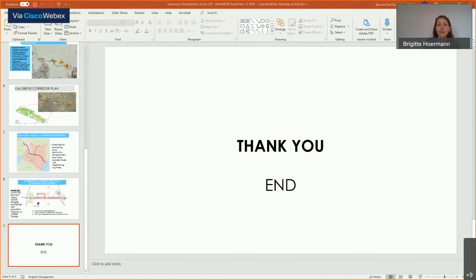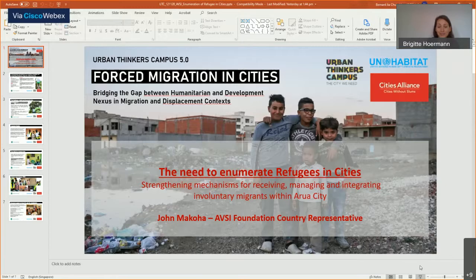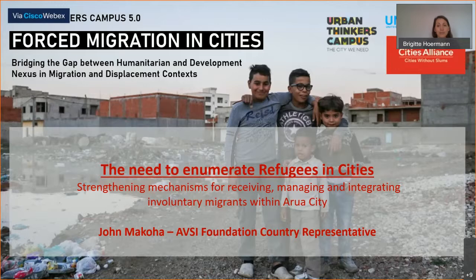So I would like to introduce now our last speaker. It's my pleasure to introduce Mr. John Makoa. He's the country representative of AFSI in Uganda. AFSI has a very large representation in Uganda and an experience that goes back decades. We are very pleased to have this member of the Cities Alliance, also our implementing partner for the project in Arua, Uganda. This was the city which you have seen in the video at the beginning of our event. And John will speak more about the challenges and opportunities that are now on the table in terms of giving more visibility to the numbers of refugees that are actually settled in Arua city. John, I hand over to you.